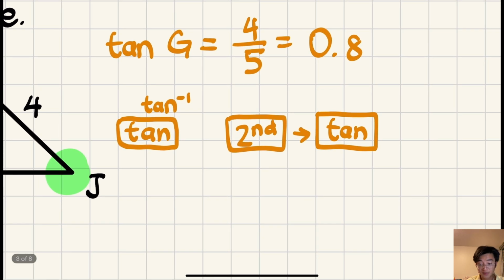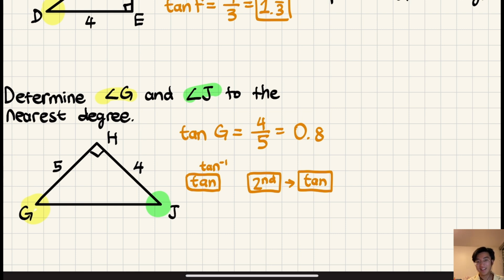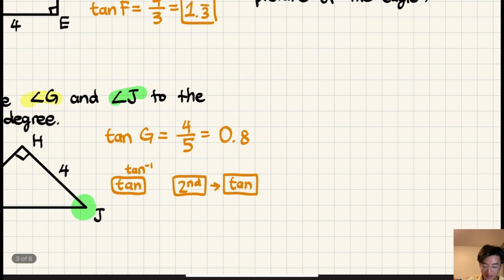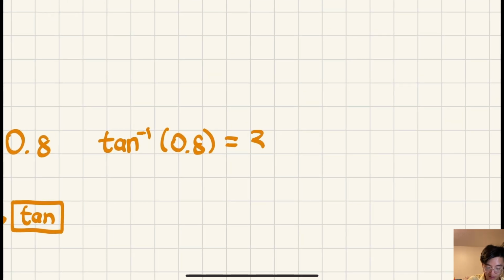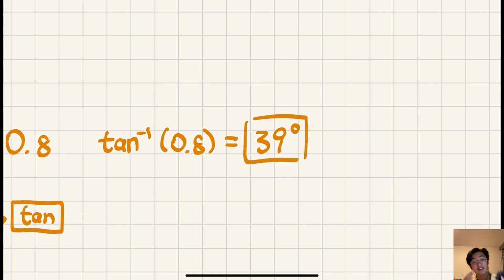Just a heads up, tan inverse is pretty much impossible to do by hand, so you're allowed to use the calculator for this section. So from here, we just do the tan inverse of 0.8. If we punch that into a calculator, so tan inverse 0.8, we get 38.66 degrees, but the question wanted us to round to the nearest degree, so we round this to 39 degrees. So we're essentially converting the ratio into an actual angle that we can conceptualize.